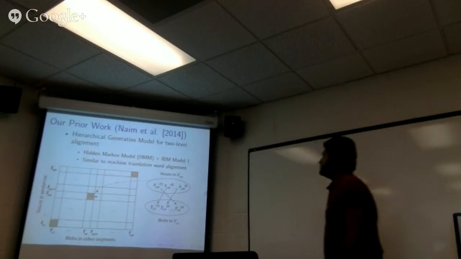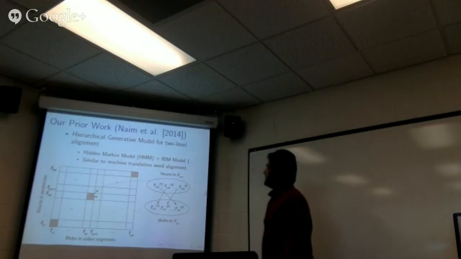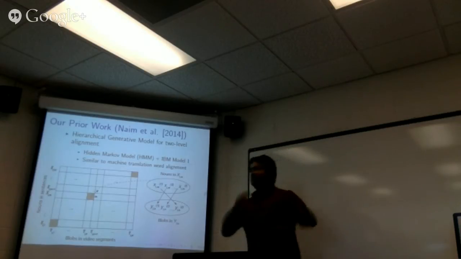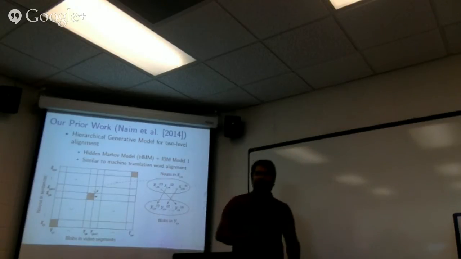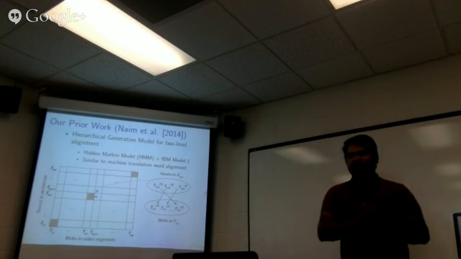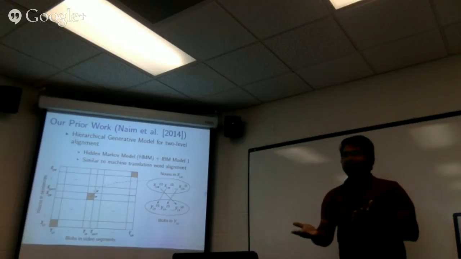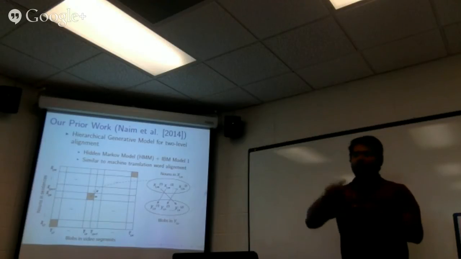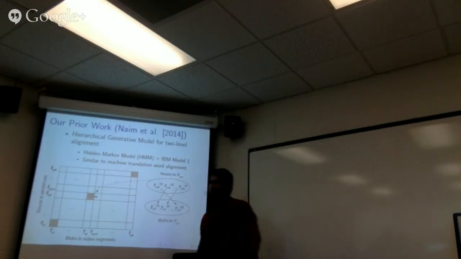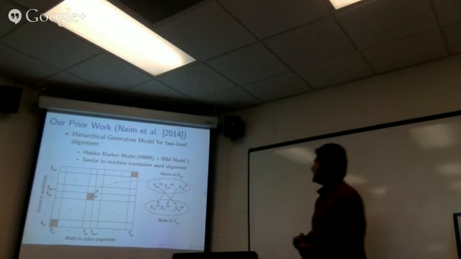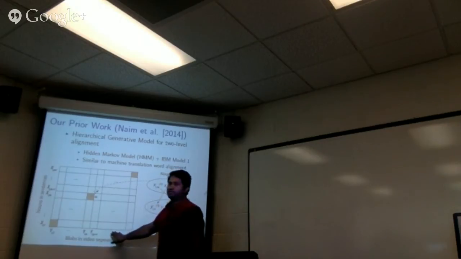So this is our prior work from last year at AAAI, where we used a hierarchical generative model for doing two-level alignments. By two-level alignments, I mean alignment at the sentence-to-video level, and within each sentence, we align the nouns with corresponding blobs. This is a problem very similar to machine translation. In machine translation, we have, say, French sentences, and we want to translate them to English by looking at examples, and we automatically learn the correspondence between different words in the two languages. Here we have video and sentences, and we want to learn the correspondence between nouns and different blobs in the video. In this model, the sentence-level alignment is done using a Markov model.